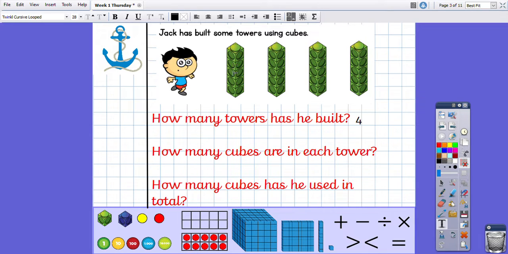1, 2, 3, 4, 5. And they're all the same height, so I know that all of them are equal and there are 5 in each. How many cubes has he used in total? Now I could count them all individually, but that would take me a long time. I know that there's 5 in each, so I'm going to count in my 5s. 5, 10, 15, 20. So he has used 20 cubes.